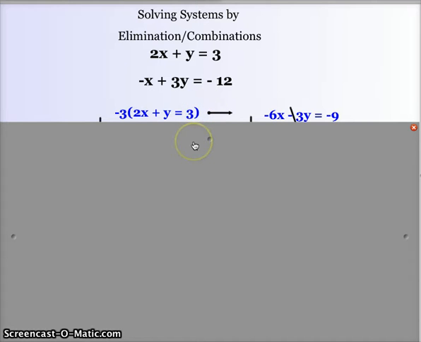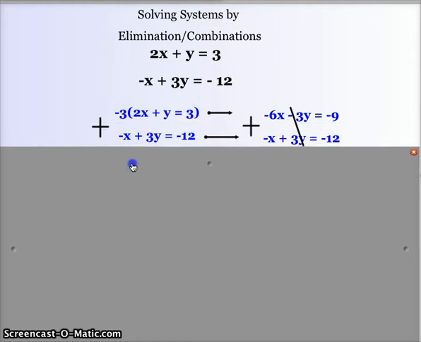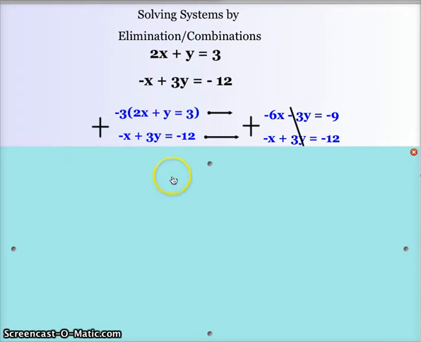Well, I do have my x's and y's and numbers lined up, but right now I don't have terms that'll cancel each other out. I'm going to multiply my top equation by negative 3 so that negative 3y and positive 3y could cancel out. There are other options you can choose, but that's the one that I chose. So if I multiply the entire top equation by negative 3, I get negative 6x minus 3y equals negative 9.